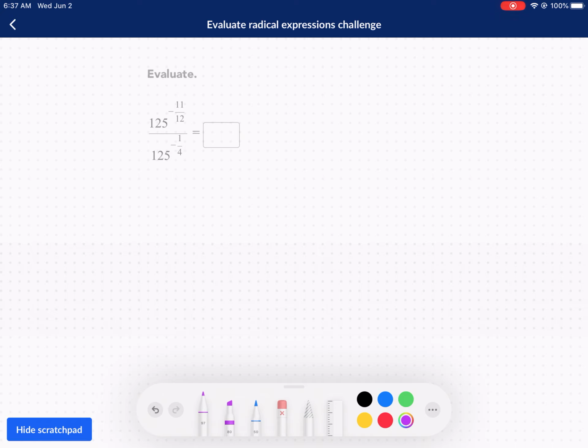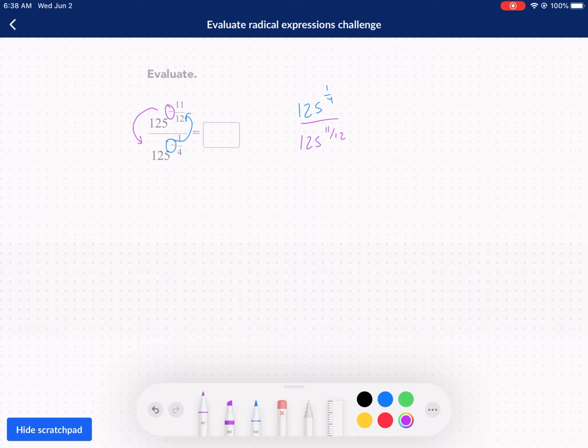The first thing I'm actually going to do is get rid of these negative exponents. Anytime you have a negative exponent, to make it positive, you just have to move it to the denominator if it's in the numerator, or to the numerator if it's already in the denominator. So we're going to have 125 to the 1/4 power divided by 125 to the 11/12 power.